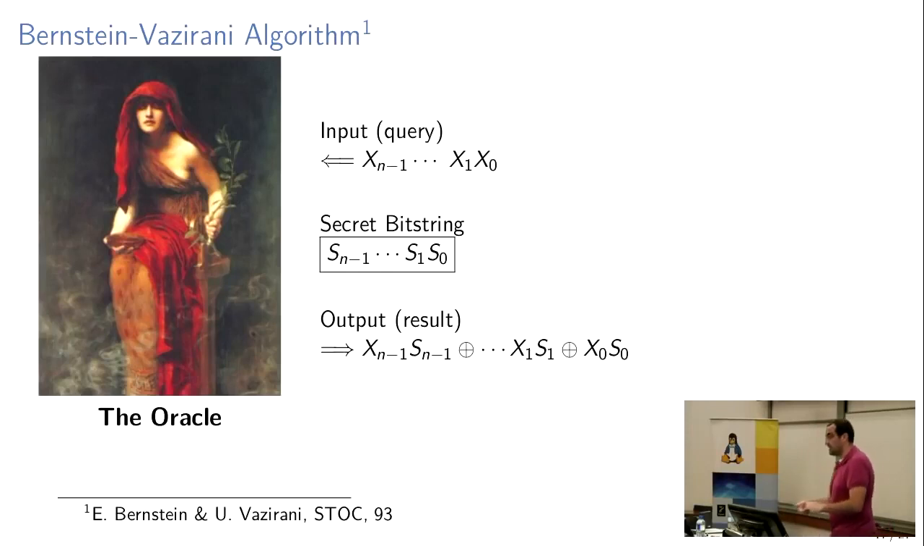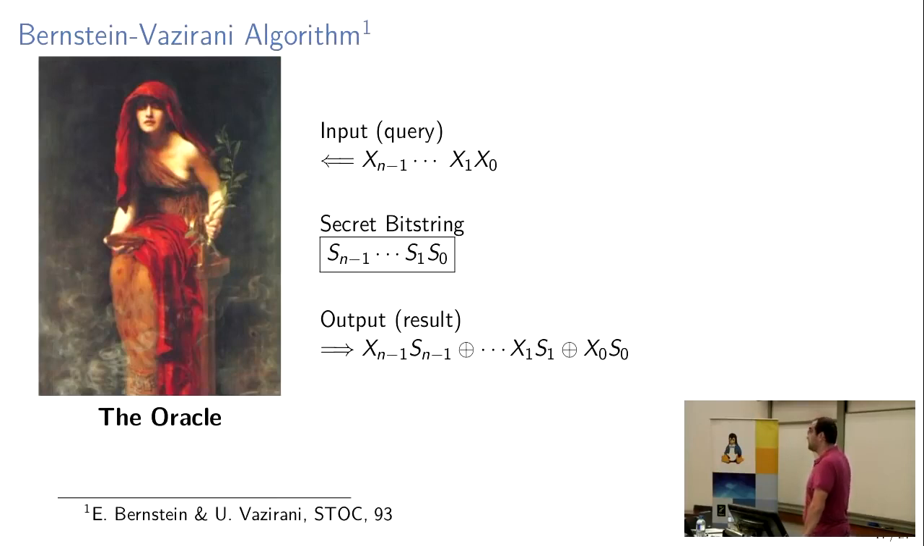So I wanted to talk about an example problem, something that we can actually solve on a real device today, which is called the Bernstein-Vazirani algorithm. I know the numbers and the letters are a bit scary, so it's easier to think about it like this.